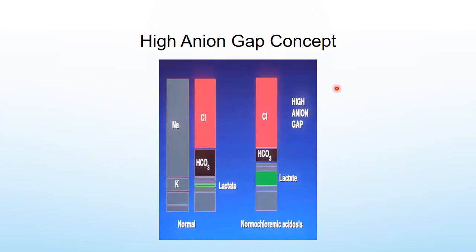In high anion gap metabolic acidosis, there is accumulation of fixed acids, as a result of which the bicarbonate is reduced in buffering them. However, there is no proportionate increase of chloride. Due to accumulation of unmeasured anions, the anion gap is increased.